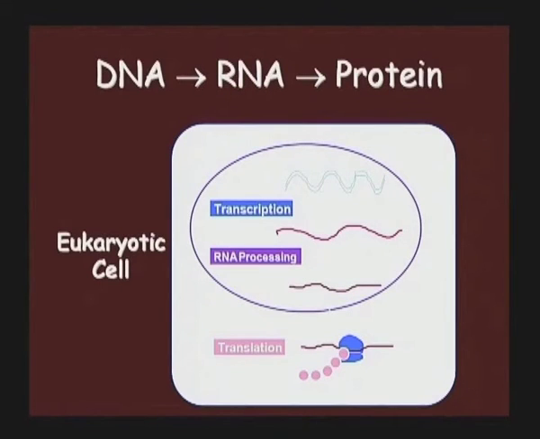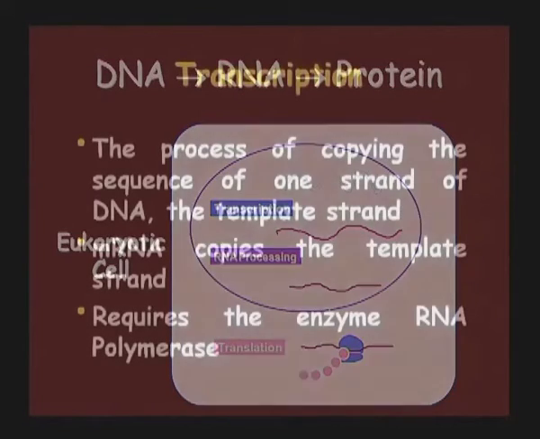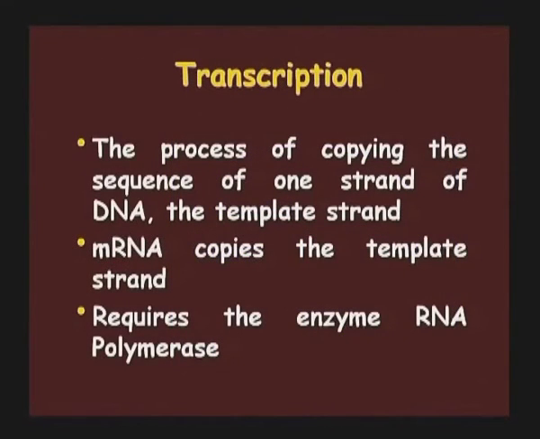One process is called transcription, another process is called translation, and in the case of a eukaryotic cell, we see that after transcription, RNA processing and translation, proteins are synthesized with continuous elongation of the amino acid chain. Transcription is the process of copying the sequence of one strand of DNA, the template strand. The messenger RNA copies the template and requires the enzyme RNA polymerase.